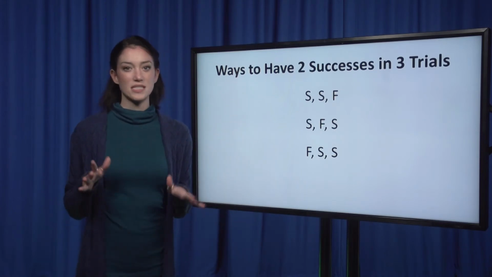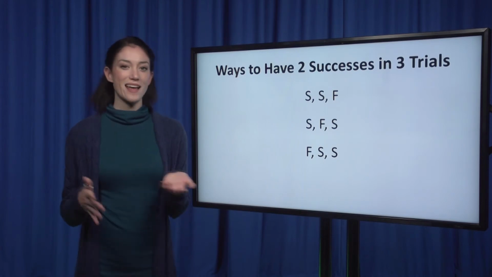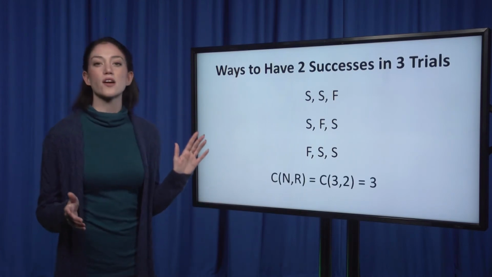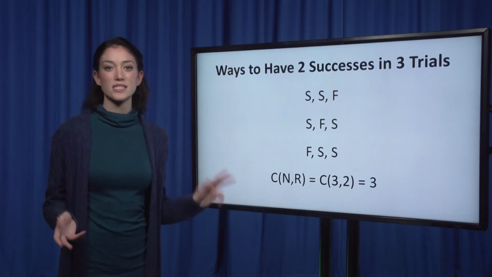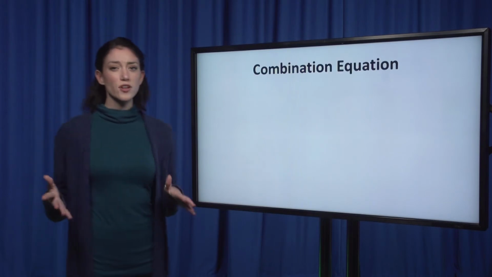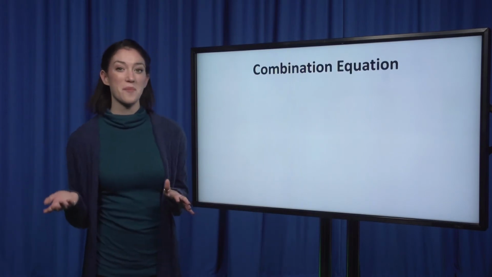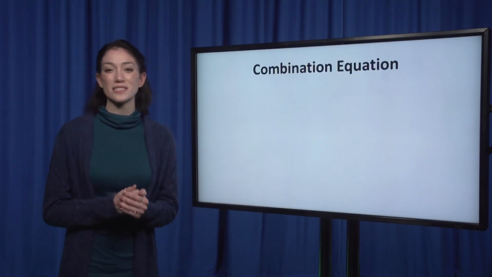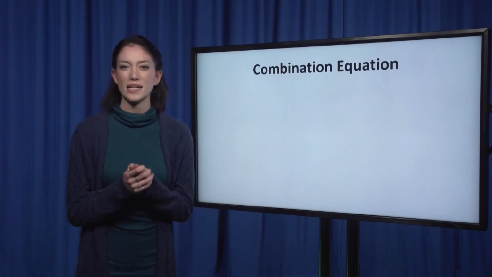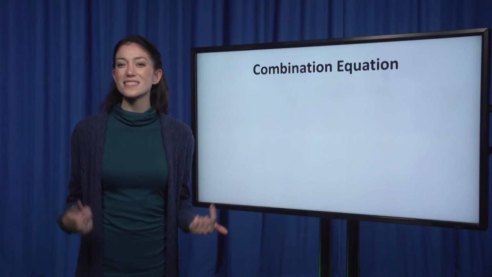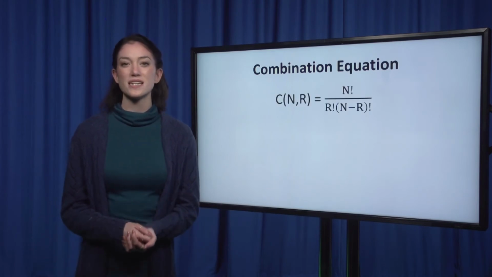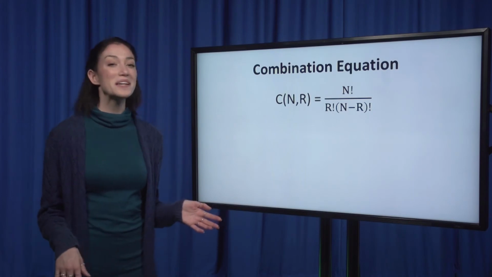The number of different sequences having r successes in n trials is called the number of combinations. In this example, there are 3 combinations for a sequence having 2 successes out of 3 trials. The number of combinations may be simple to work out by hand when there are just a few trials, like our previous example. But what if I asked you how many different combinations can occur for 2 successes in 5 trials? In cases like this, having a formula to find the number of combinations is quite helpful.